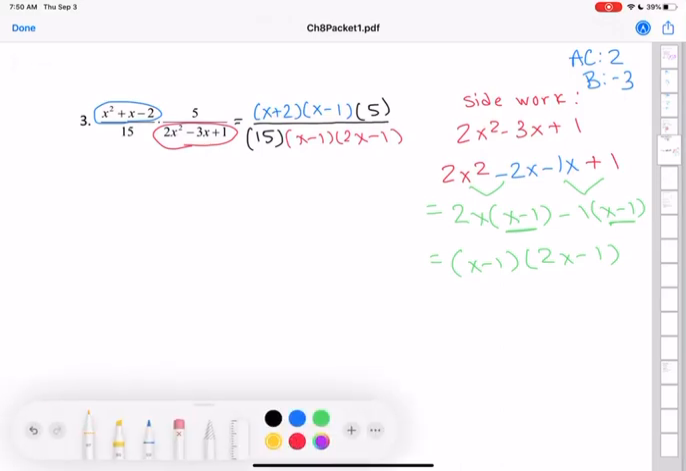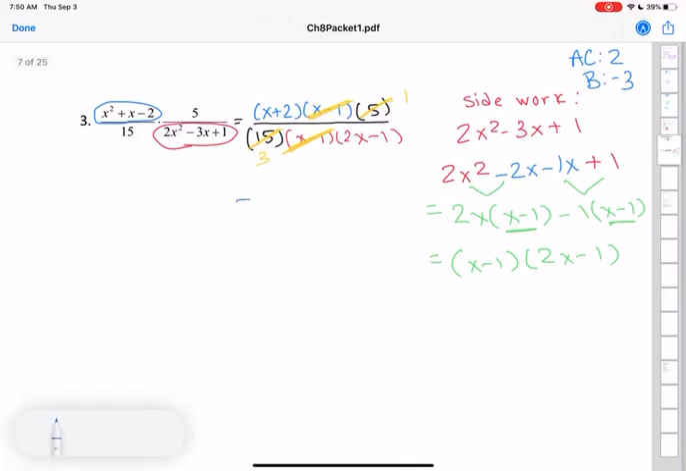Now let's start to look for things on the top that match things on the bottom. You see anything? How about that x minus 1? So we'll get rid of him. That's removing a factor of 1. Is there anything else we can reduce? How about that 5 over 15? 5 over 15 is really 1/3, right? So we have 1/3. So now what I'm left with is an x plus 2 on the top times the 1 over 3 times the quantity 2x minus 1.